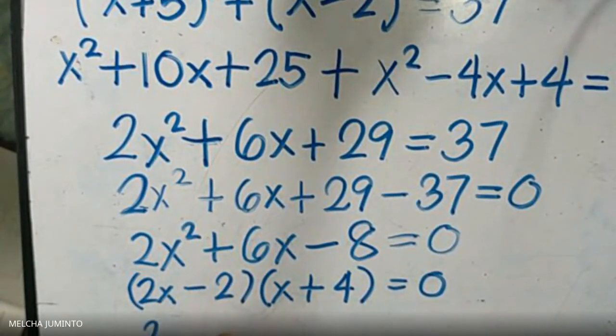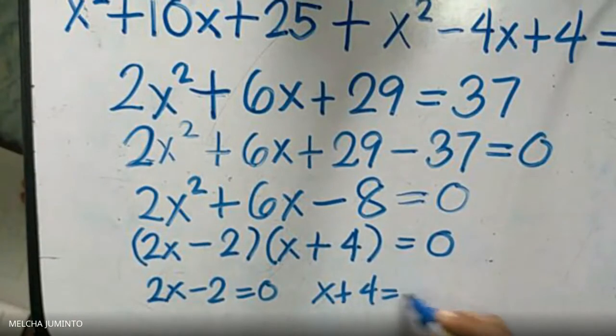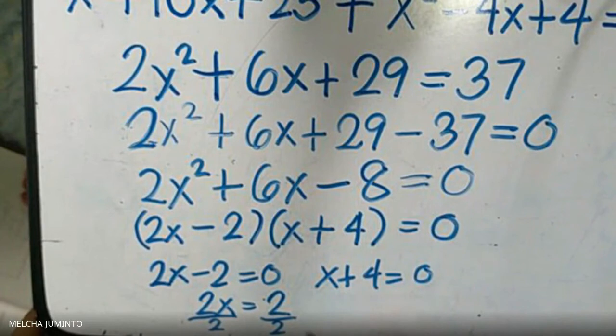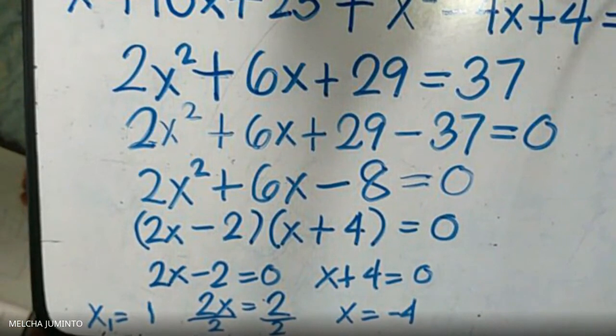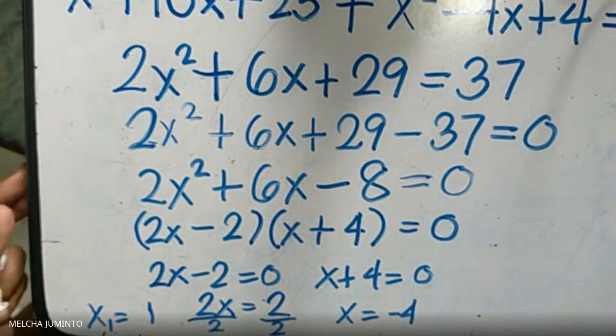Zero product property: 2x minus 2 equals 0 and x plus 4 equals 0. Then 2x is equal to negative 2, which will become positive 2. Divide both sides by 2. So the first value of x is 1, while the second value is negative 4. The answers are 1 and negative 4. Now, that is the solution in your book.